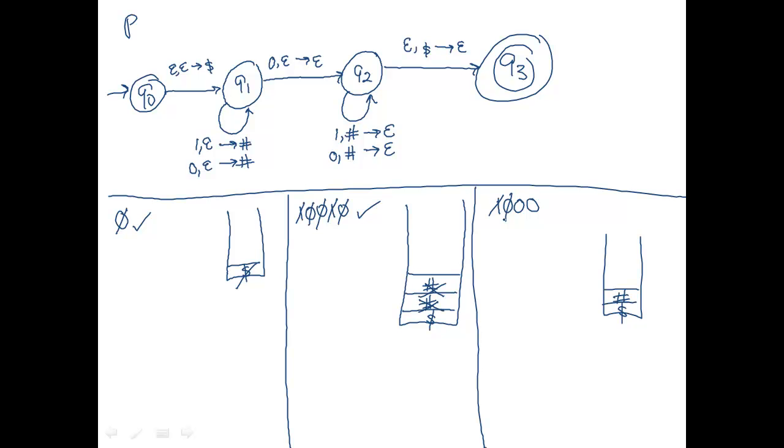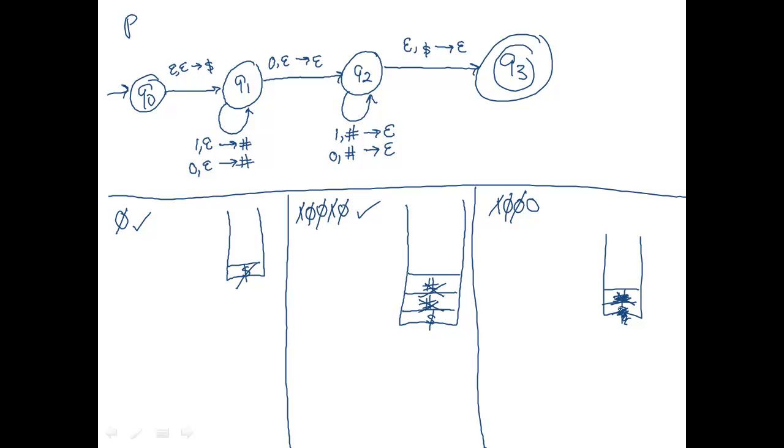So now I'm in Q2, I see a 0, so I pop the $ sign. I'm sorry, I pop a pound symbol. Okay, I go back to Q2. Now I have a 0 in my input, but I have no pound symbols on my stack, so I cannot take that loop. What I can do is go from Q2 to Q3 by reading no input and getting rid of this pound symbol, right? So now I'm in Q3.